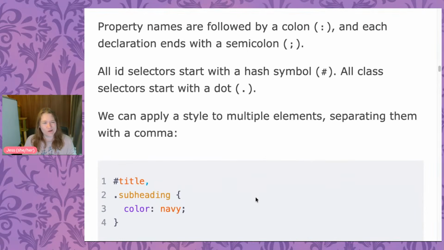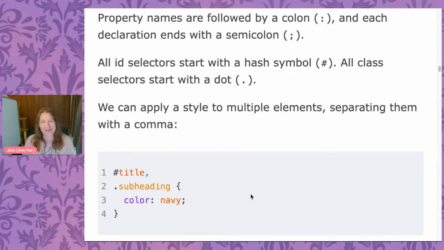If you wanted to, you could go ahead and say, so here we've got the ID of title. So the ID has this hash sign. And a class selector has a dot. We haven't talked about classes at all yet, so I'm really excited.